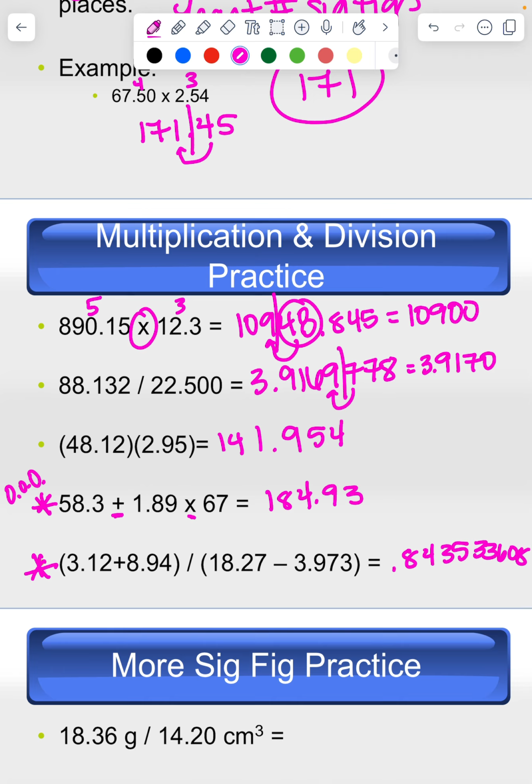So I have 4 in this one and 3 in this one, so I want 3. I cut it off after that third sig fig. There's a 9 back there, so we round up. So my final answer would be 142.